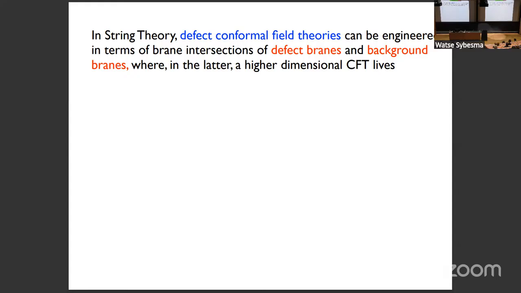In string theory, these defect conformal field theories are typically engineered in terms of brane intersections in which one can talk about two different types of branes. One can talk about what we refer to as background branes. These are the branes where the CFT, where the defects are inserted, live. But then we have another bunch of branes that we refer to as defect branes, such that when they are added to the previous brane intersection, we have a lower dimensional field theory living in the whole intersection of both background and defect branes, and there is where the defect CFT will live.